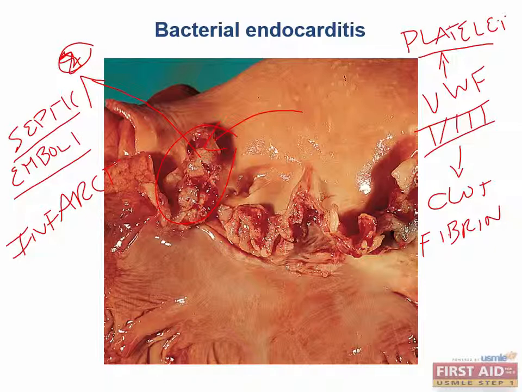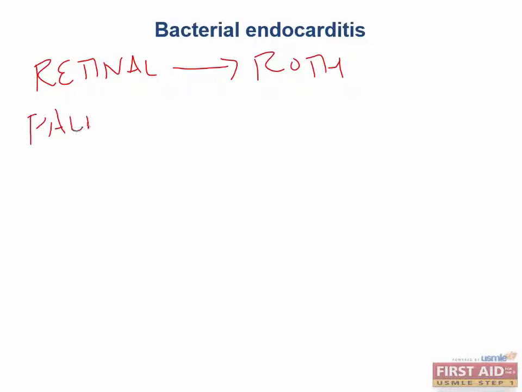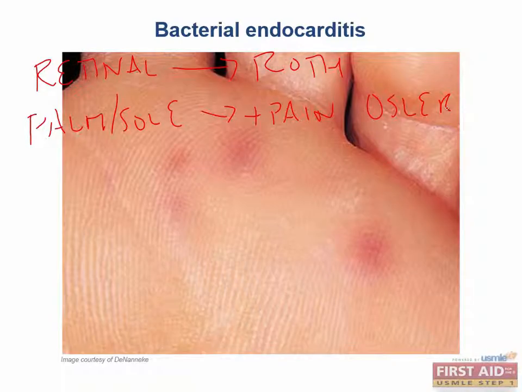So let's talk about some specific locations where these septic emboli land and the related physical exam findings. Emboli can lodge in the retinal arterioles, causing very exudative, edematous, hemorrhagic lesions, which we call Roth spots. They can also lodge in the arterioles of the palm or sole, causing very painful nodules, which we call Osler nodes. And here we can see these Osler nodes, here and here, on the bottom surface of the foot. They're very purple, and there's a difference between these and the other lesions that are painless. We'll get to those in a second.